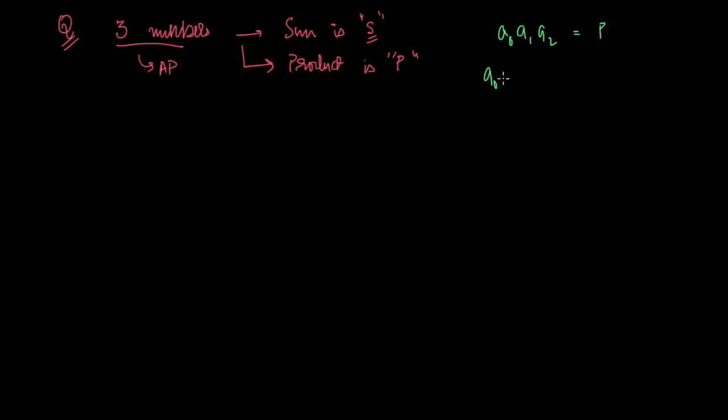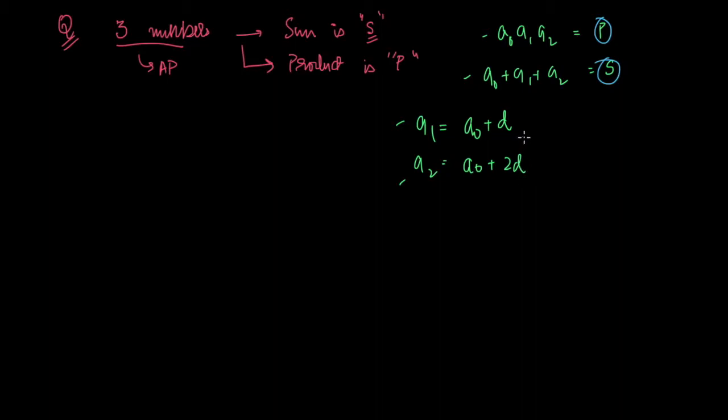Their sum, A0 plus A1 plus A2, is given to be S, and we know that the three numbers are in an AP. So A1 can be expressed as A0 plus D, A2 can be expressed as A0 plus 2D, and these are the four equations that are given. Now, what it comes down to is solving for the numbers. However, we have four equations as of now, and it makes it a bit hard for us to work out A0, A1, and A2 in terms of P and S.